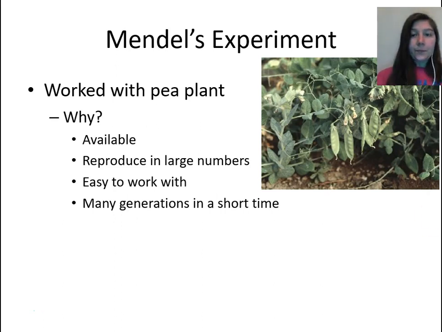Mendel's experiment, like I said, was with pea plants, and this is why you'll see a lot of Punnett Square questions about pea plants. The reason that he used peas was because they're available, they're easy to get, they reproduce in large numbers, so each pea plant will produce many peas, which helps with determining your data set. You're having a large sample size. They're easy to work with, easy to grow, and they produce many generations in a short time, so he doesn't have to wait a year to do another test.